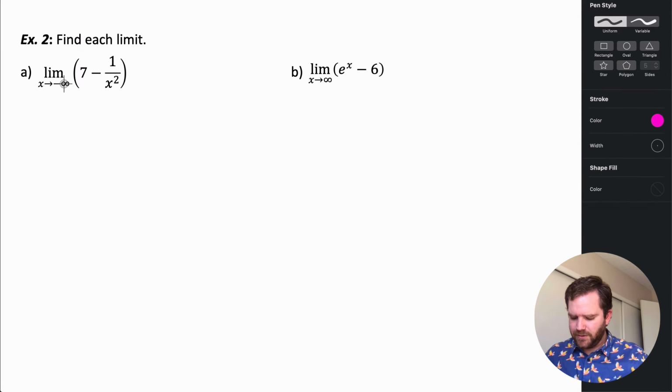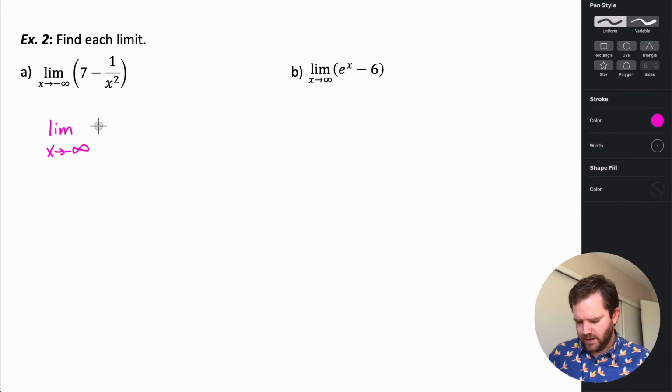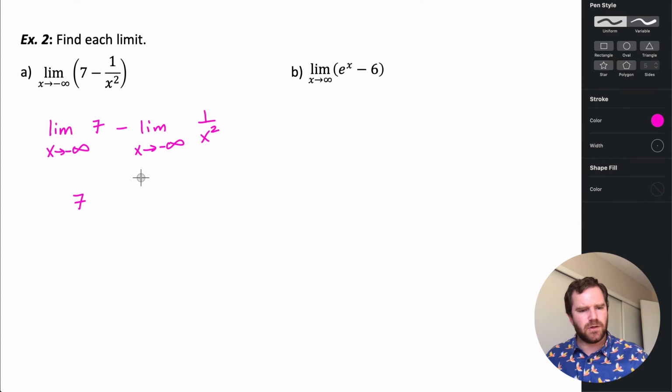So we want to find the limit as x goes to negative infinity of 7 minus 1 over x squared. So I can break that up into two different limits. It's going to be the limit as x goes to negative infinity of this constant minus the limit as x goes to negative infinity of 1 over x squared. The limit of a constant is always just the value of our constant. And then this is one of our limit rules.